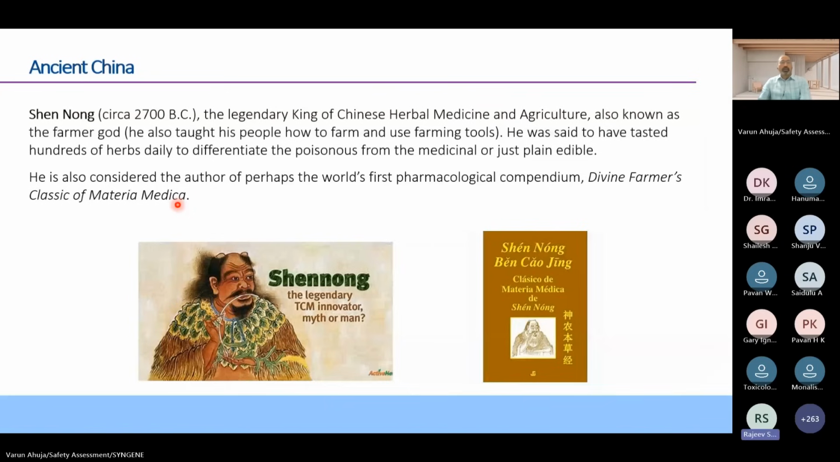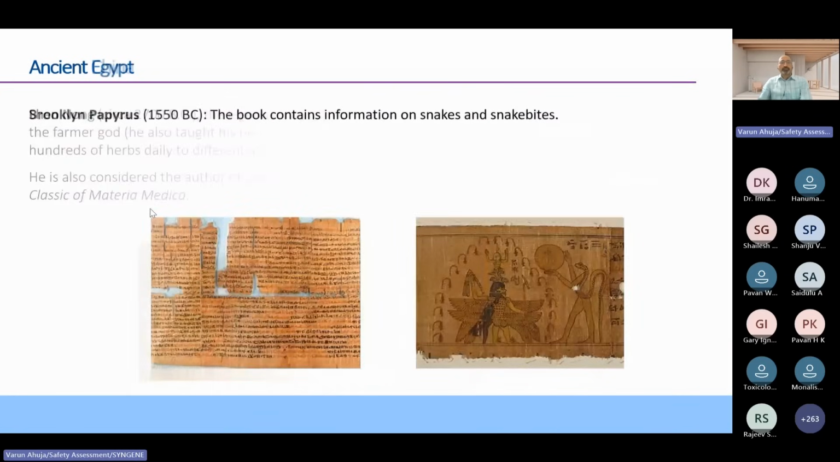Then moving on, in ancient Egypt, about 1550 BC, the Brooklyn Papyrus book contained information on snakes and snake bites. So this is just to tell you that at that time also people knew a lot about toxicology, and it was all documented also.